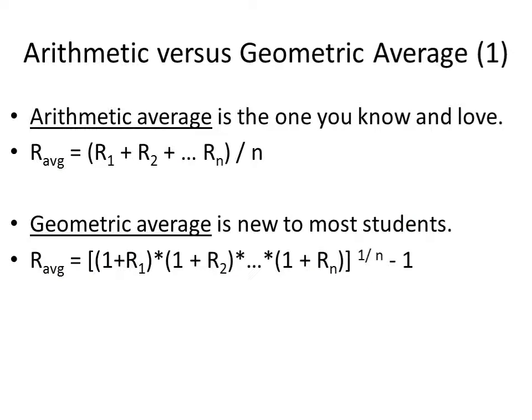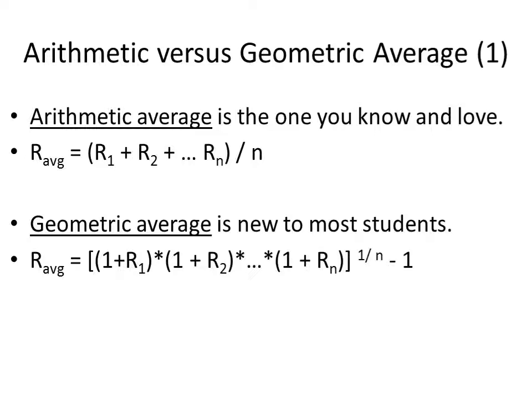Okay, let's talk about two different kinds of averages. We have the arithmetic and the geometric. Now, arithmetic mean or arithmetic average is the one that you know and love. It's where you just add the numbers together and divide by the number of numbers. Now, geometric average, however, is new to most students, and it's calculated in a very strange way.